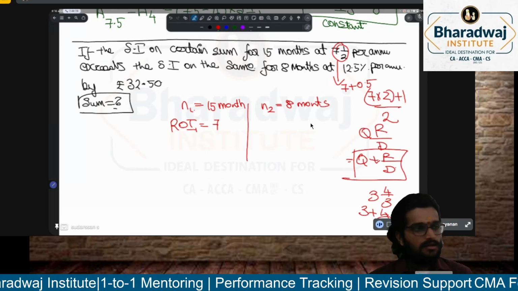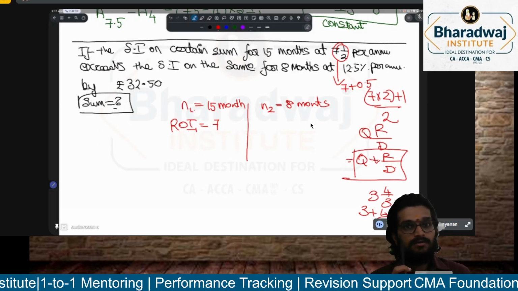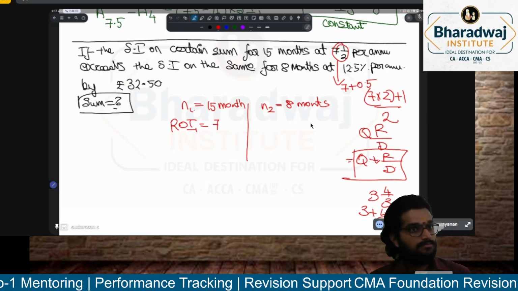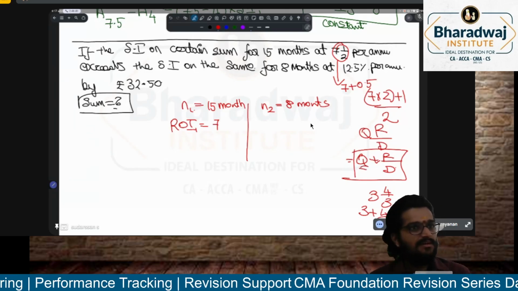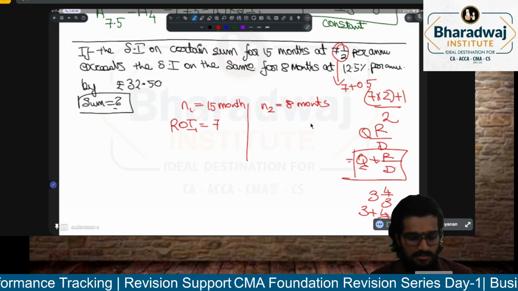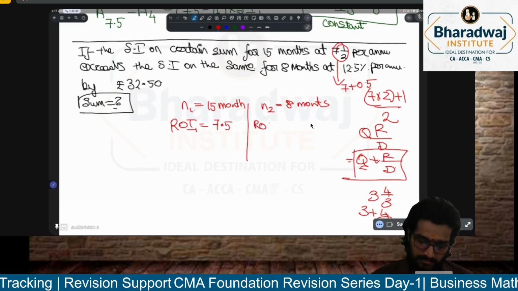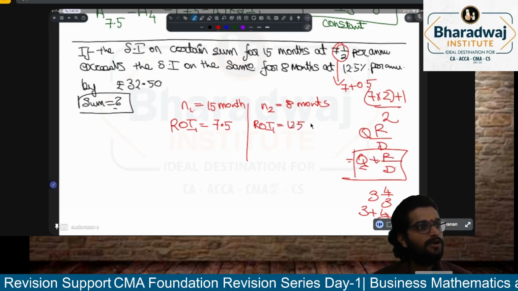So you should be familiar with how to convert a mixed fraction into a decimal number. Just write Q plus, take the remaining, divide it, write it in decimal. That's it. So what is the rate of interest here? 7.5. What is the rate of interest here? 12.5. Yes or no? It's 12.5.